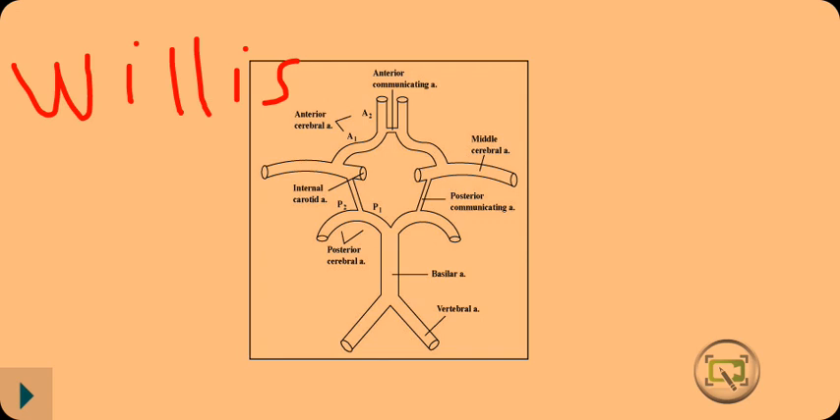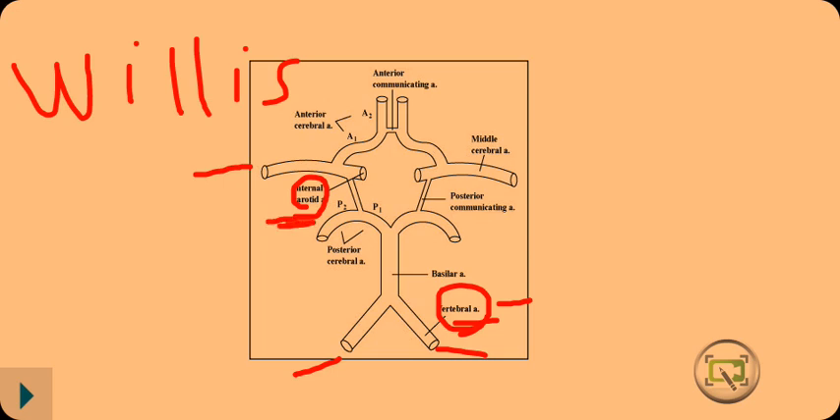So the circle of Willis is actually formed by four major arteries. It has two internal carotid arteries, which is this one, and the vertebral arteries, of which the vertebral artery branches from the subclavian artery. You can check the previous video for that. Then it has two cerebral arteries, which is this one and this one.